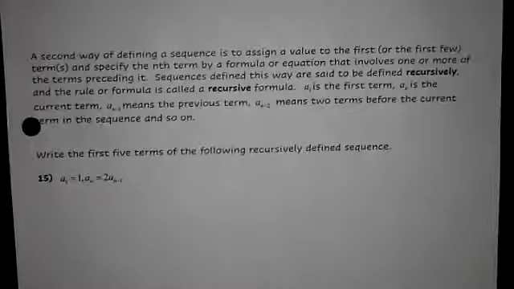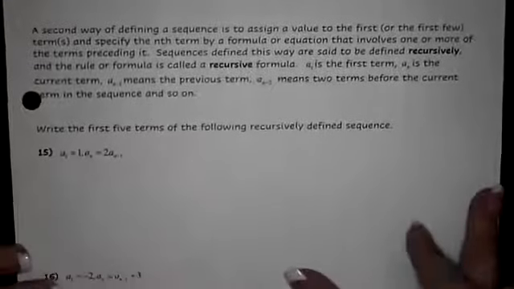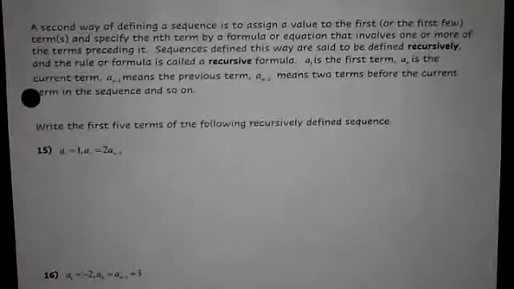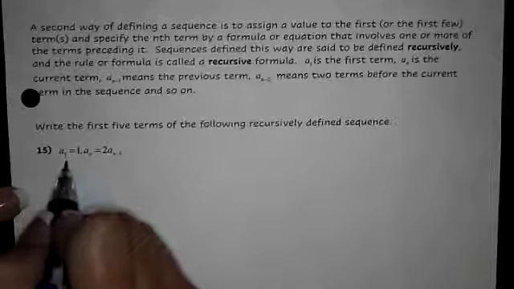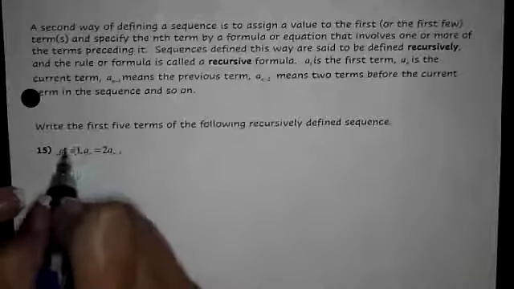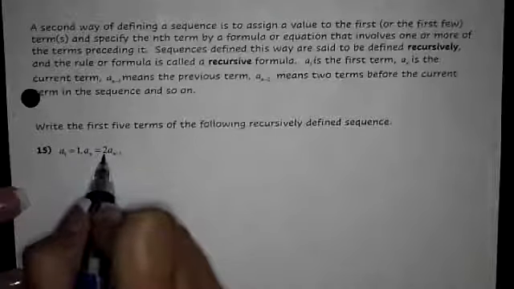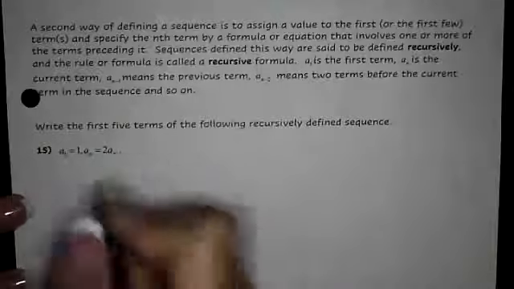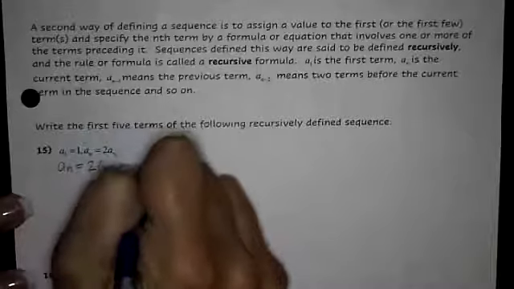So the formulas that we've used up to this point are explicit formulas. Now we're going to talk about recursive formulas. So it says, write the first five terms of the following recursive formula. So here we go. It tells us that A1 is 1. So that's what we're starting with. And A sub n is going to be 2 times our previous. So that's what that means there. An is going to be 2 times the previous.